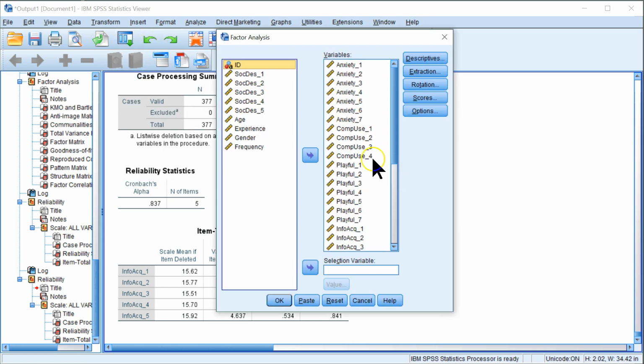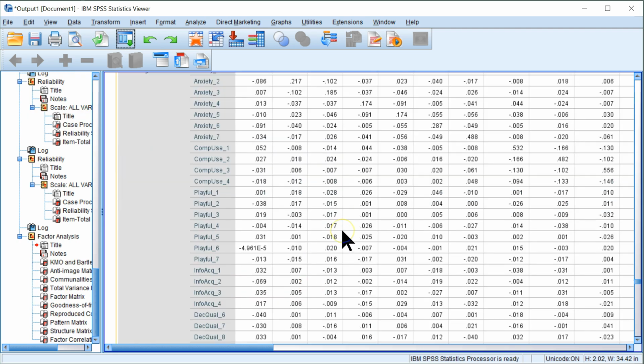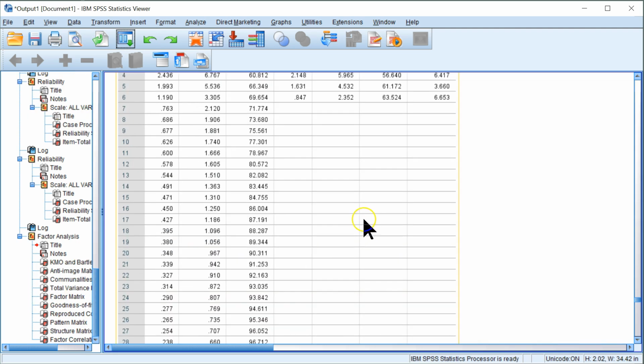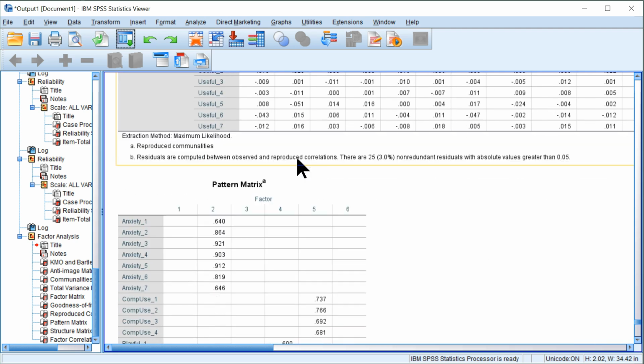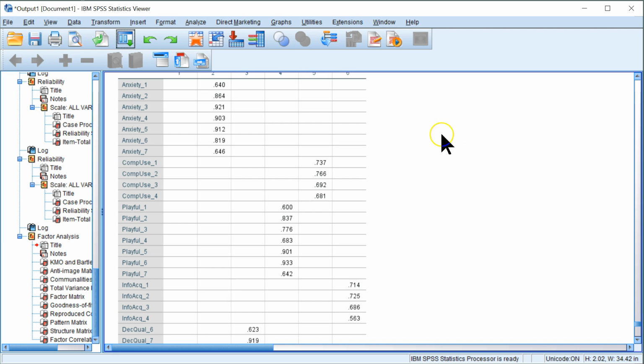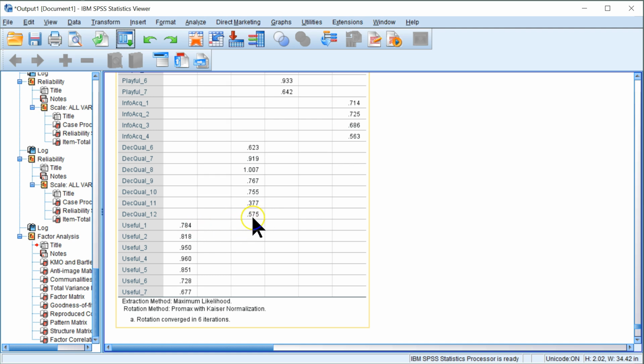Factor analysis, get rid of information acquisition 5 and decision quality 13 and see if that helps anything out. We're going to ignore most of the rest of this. It was all good before. We're still at 6 factors. Jump down here and just a cursory glance at everything else. Really, we're interested in information acquisition right here, which is looking better, I think. And decision quality, which is looking possibly worse. Interesting. And still have that Heywood case.